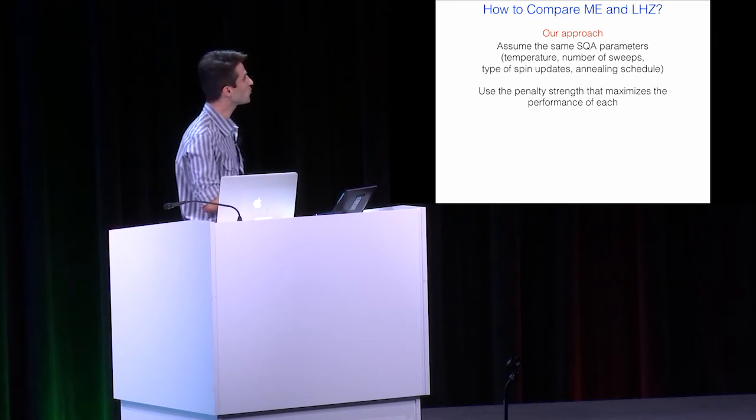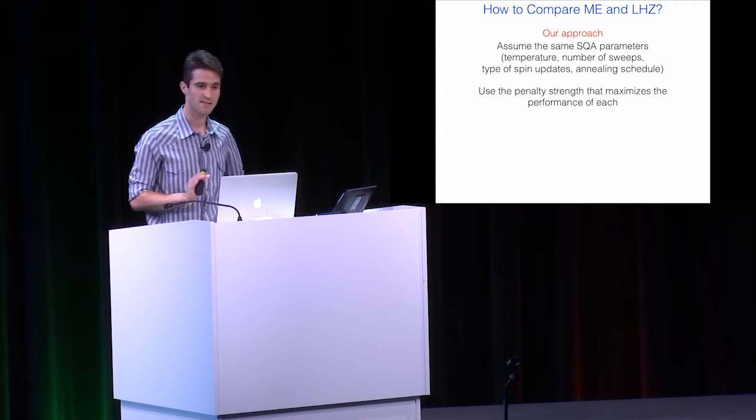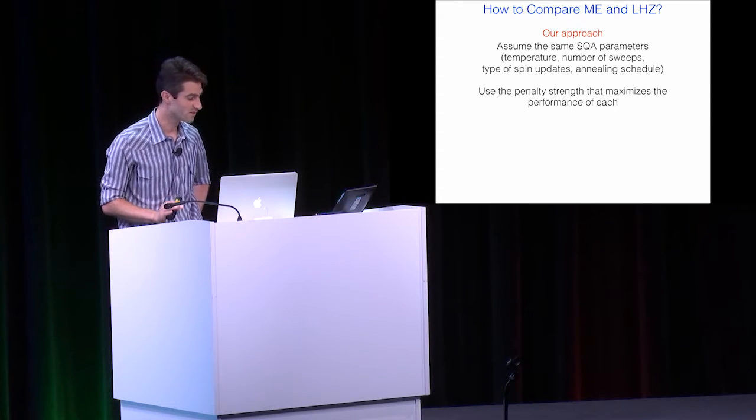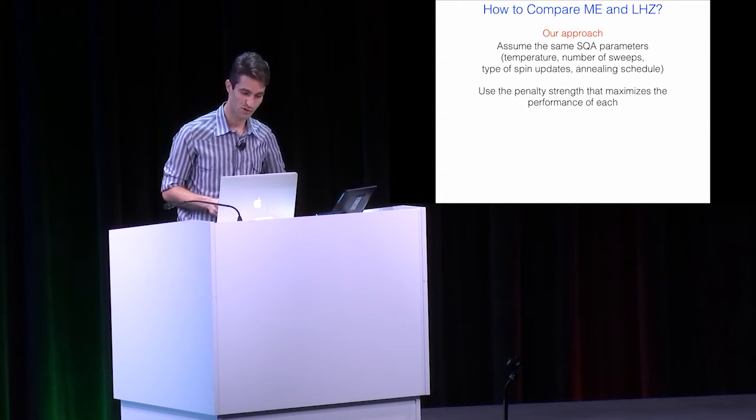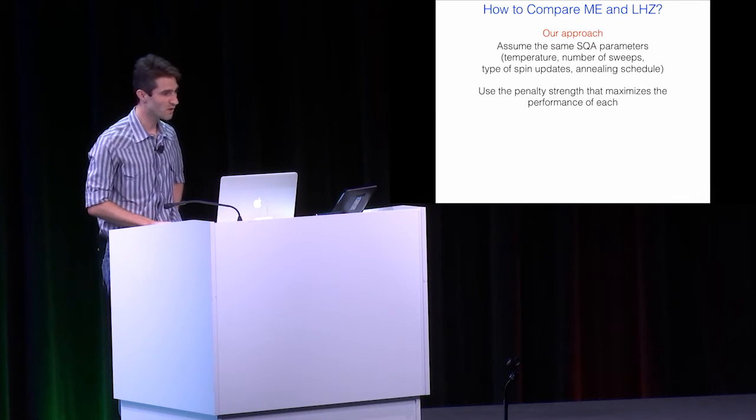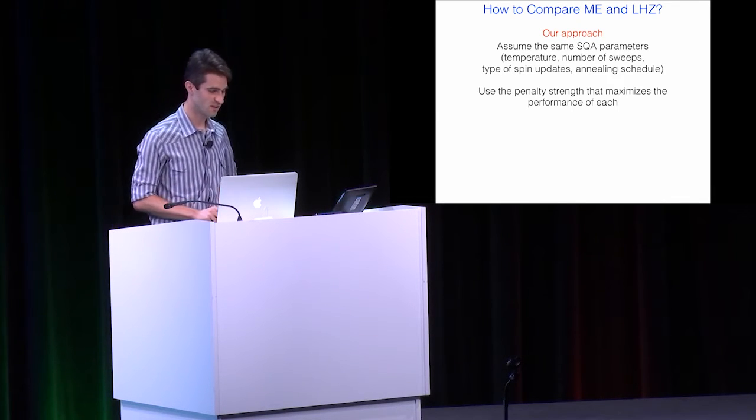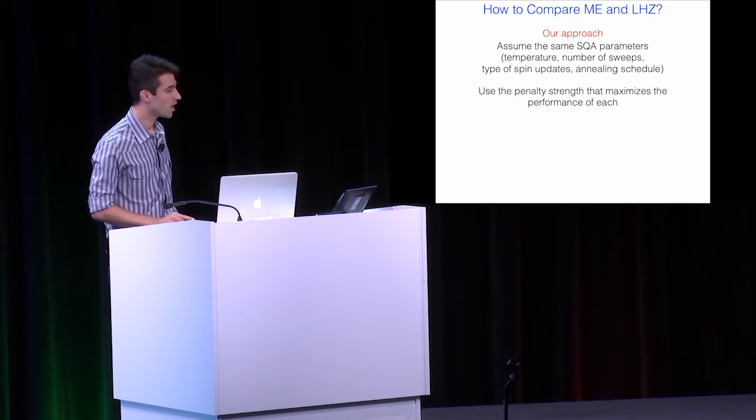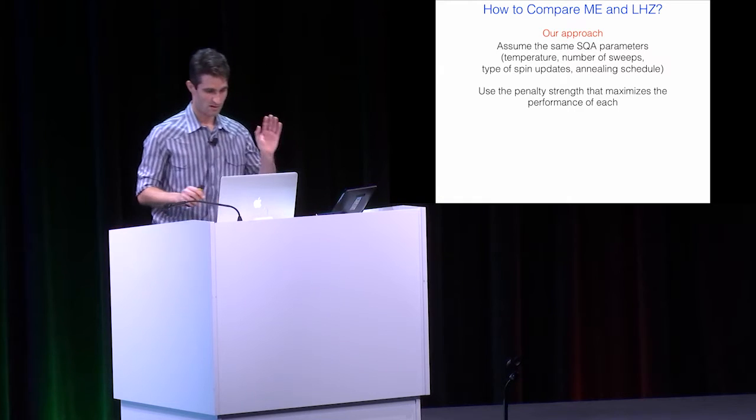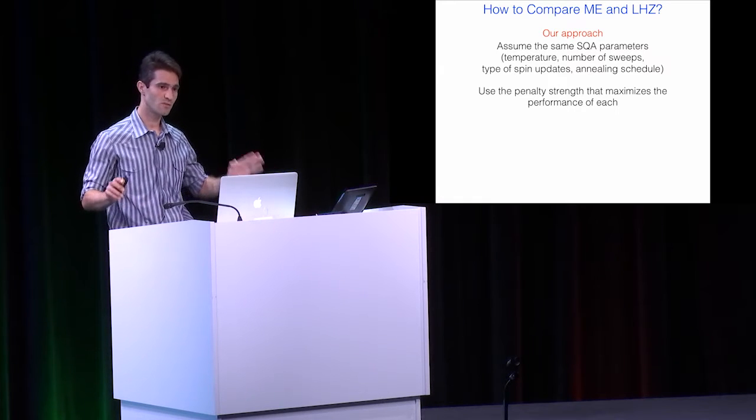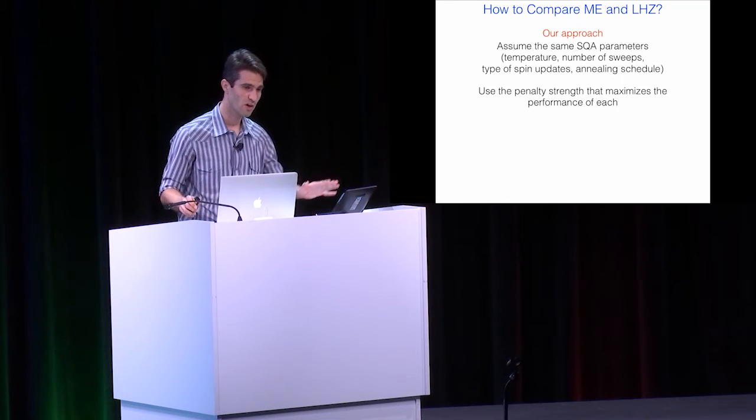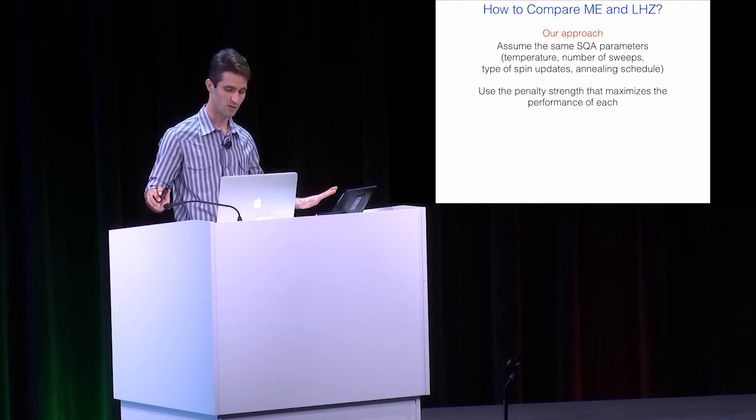We assumed we're going to use the exact same parameters for both methods using simulated quantum annealing. What does that mean? It means we're going to use the same temperature for both, the same number of sweeps for both, the same type of spin updates, and the same annealing schedule. Okay? And the only optimization we're going to do is on the penalty strength. Right? So we're going to run both methods with a large number of penalties and pick the penalty that maximizes the performance of each method individually.